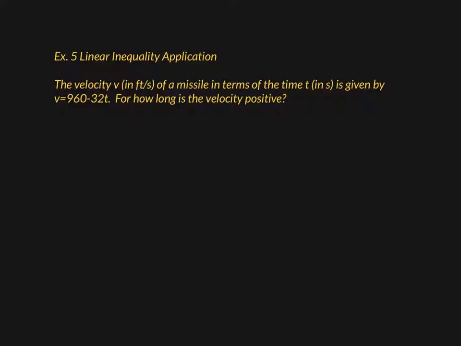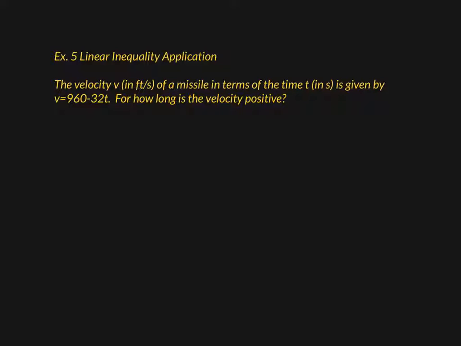Example 5 is a linear inequality application. Here we have a word problem: the velocity v in feet per second of a missile in terms of the time t in seconds is given by the equation v equals 960 minus 32t. We want to know for how long is the velocity positive. Because velocity is a vector, it can also be interpreted as how long it is moving upward. That's why we're just looking at how long our velocity is positive in this case.